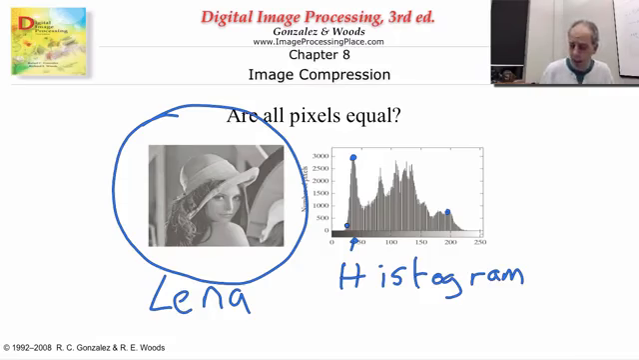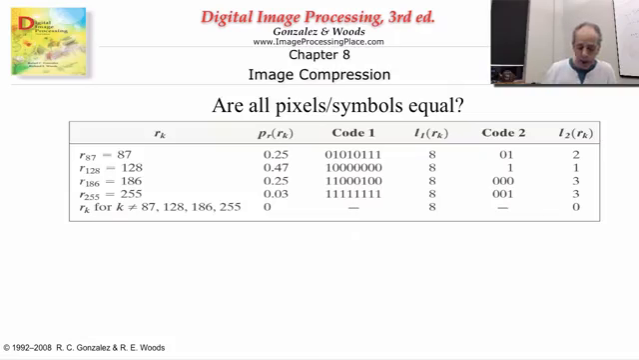Let's see an example of the use of this. Here we have an image, actually the geometric image that we saw in the previous video. In this image there are only 4 different gray values. The pixels with gray value 87 appear in 1/4 of the image, so 25%, or a probability of 0.25. We also have 128 appearing almost half of the time. And we also have 186, and 255 appears very, very few times. Everybody else just doesn't appear in the image at all.